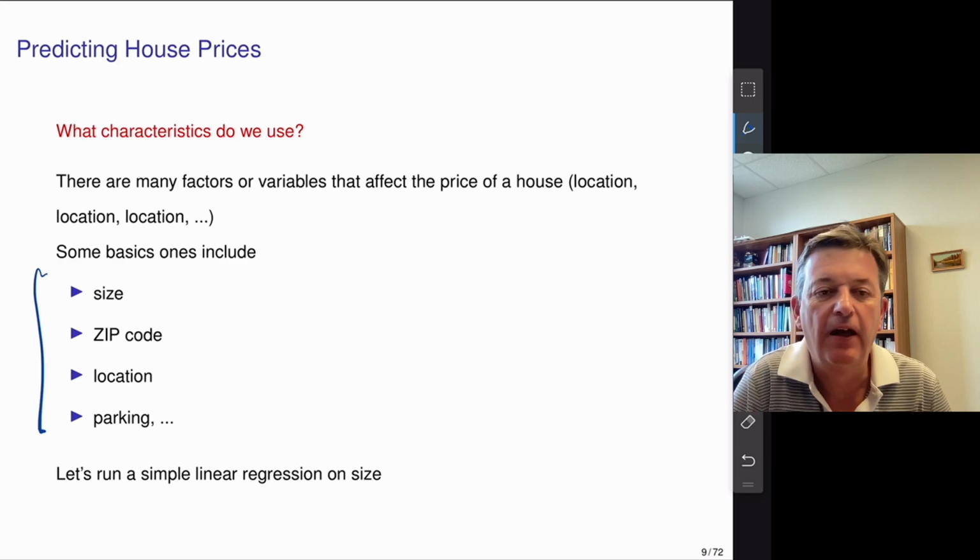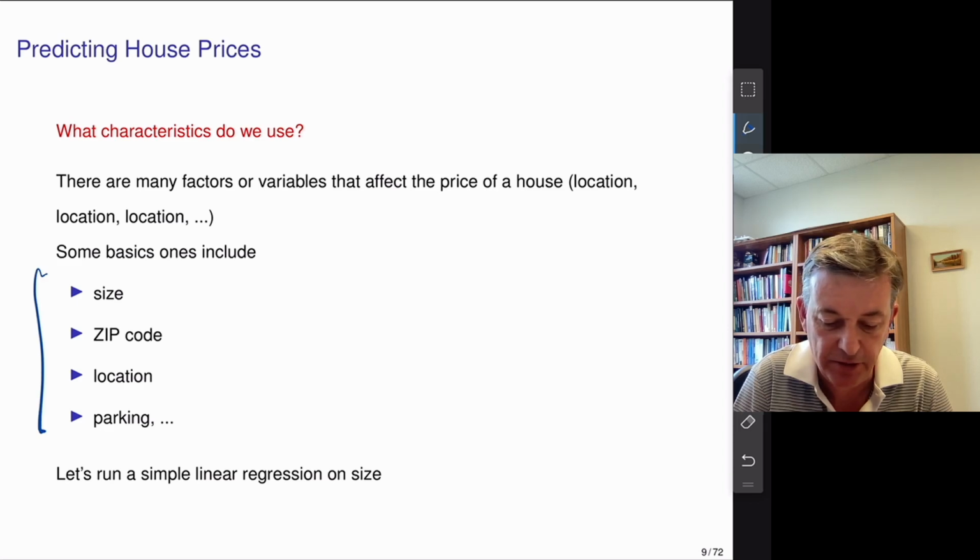So there's lots of possible characteristics that you can add for predicting house prices: size, zip code, location, parking, nearby schools, waterfront, etc., etc. Rental prices nearby, and many other things.